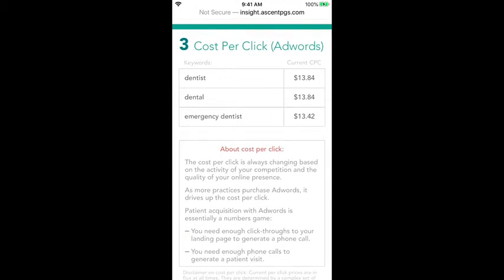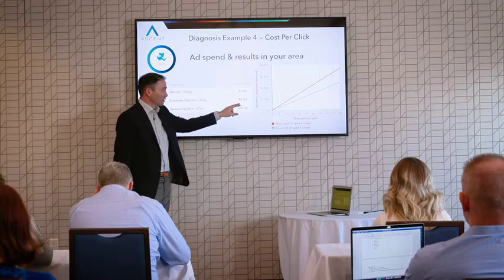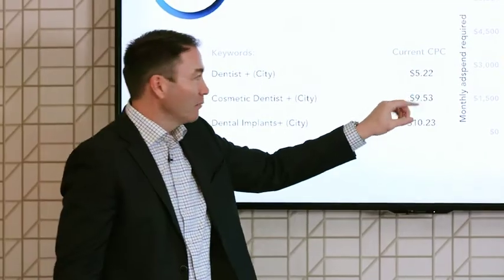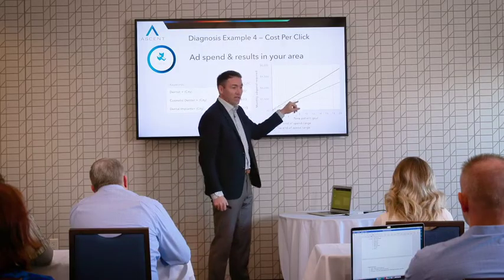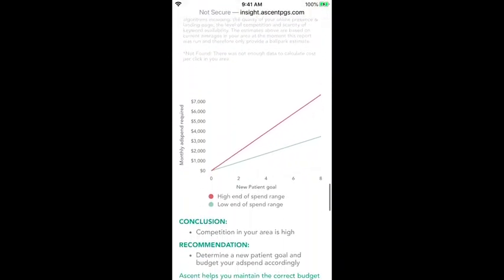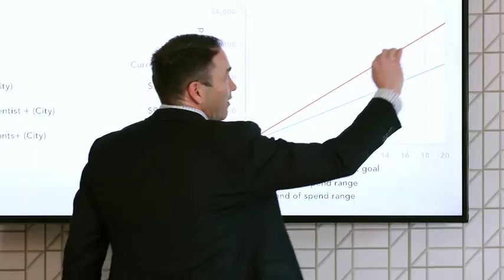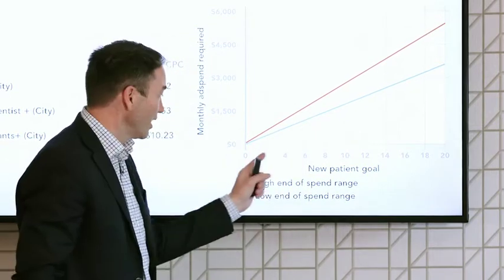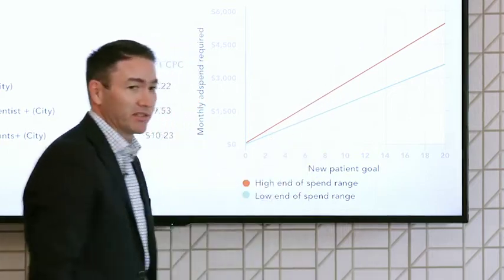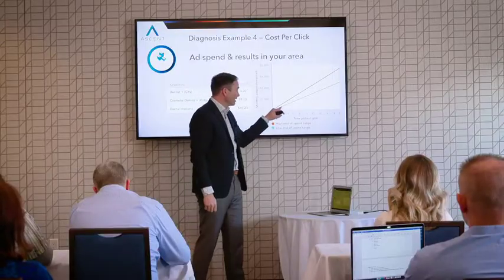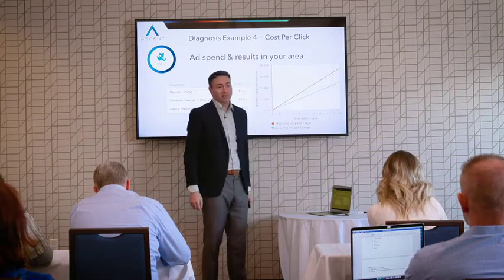So a way to look at that then, you've got your keywords that have come up, you've got your current cost per click, and what this shows you, it's taking the top one, whatever's on top, and it's showing you those two ranges. The red is if you're inefficient in your landing page, you're inefficient in your calls, you're getting those lower numbers. That's how much you're going to have to spend in order to hit these patient goals. You want 10 patients to come in, it's going to be about $2,700. The green is if you're efficient with your marketing. You want 10 patients to come in, it's going to be about $1,600.